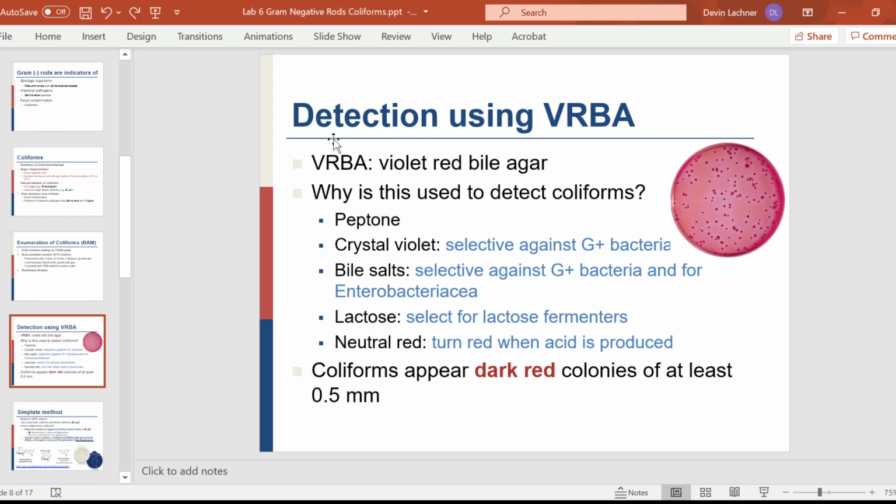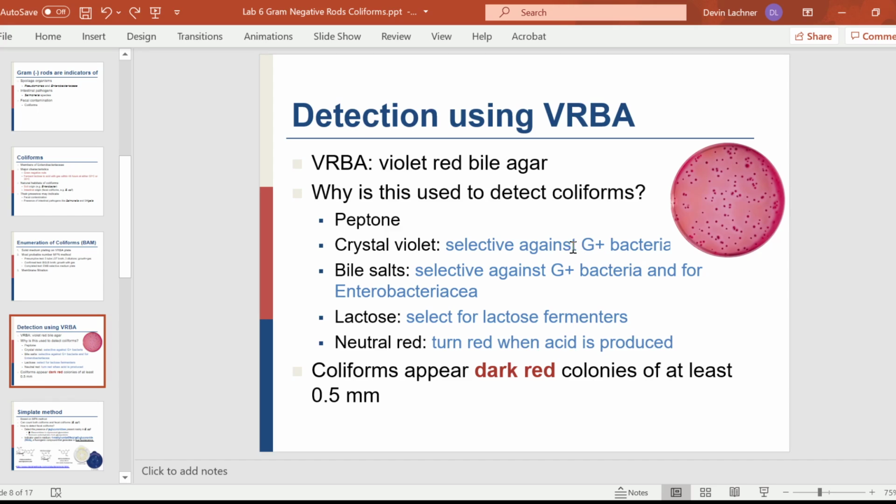So the first method, VRBA, this is kind of what the plate looks like. It is a dark red color. And then we have these dark red colonies that indicate coliforms, if they're at least half of a millimeter. And VRBA stands for violet red bile agar, and this is going to be used to detect coliforms because it selects against gram-positive bacteria because of the crystal violet and bile salts.